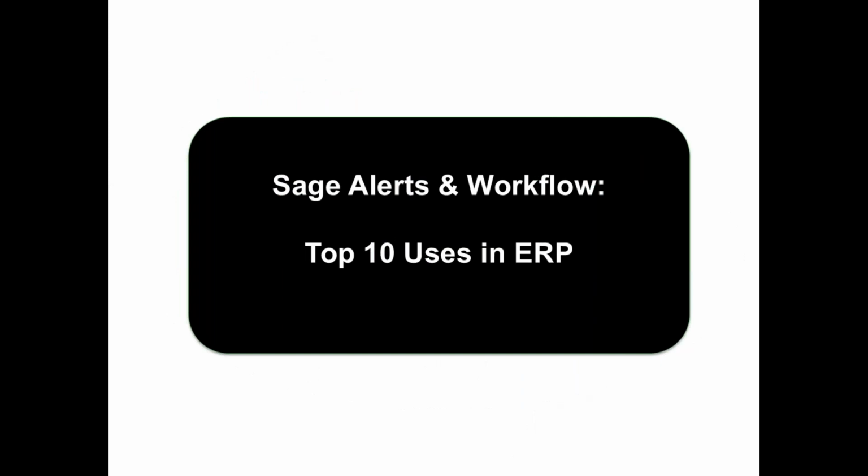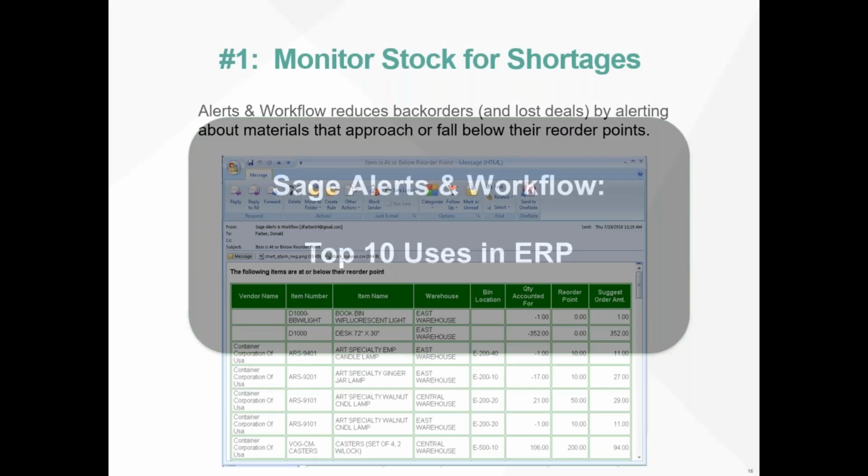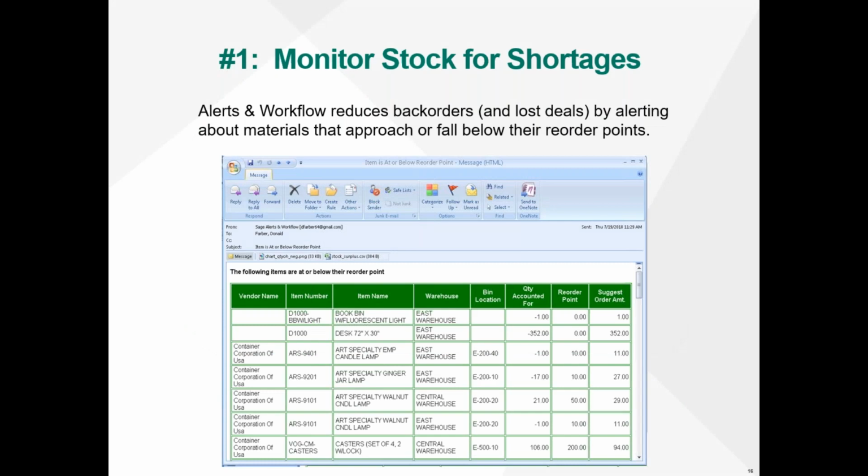Okay, so hopefully you've got an idea now for what Sage Alerts and Workflow can do. I want to share with you now the top 10 uses of it based upon our over 12,000 customers today. Some of these will seem pretty obvious to you. Number one, monitoring stock for shortages.